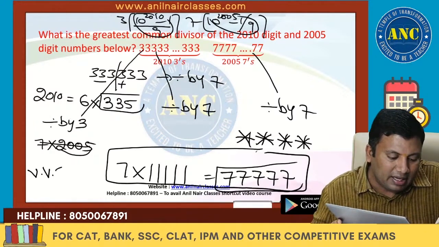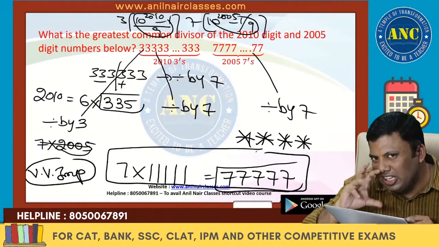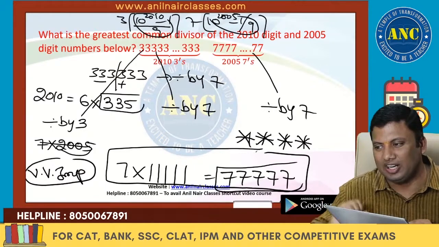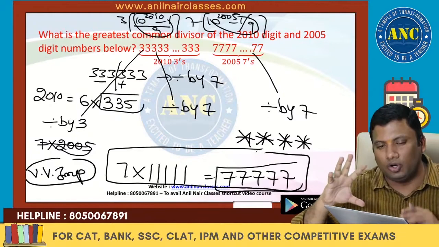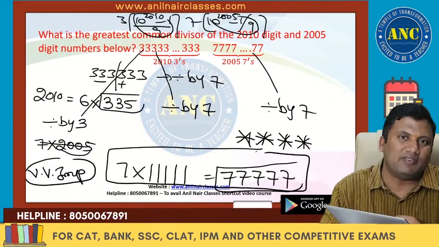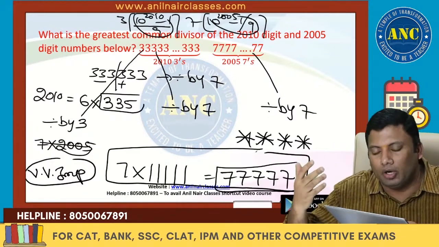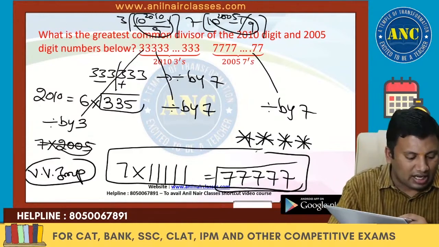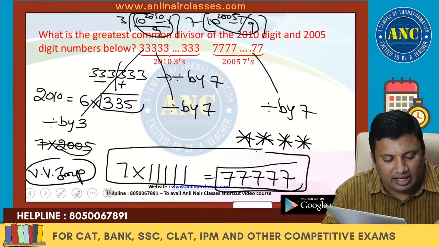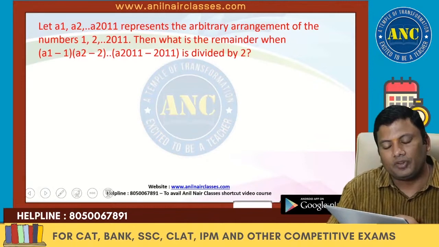Very, very important problem. Silly mistakes, please avoid them. This is the beauty of the CAT examination. They will not write a straightforward question. They will twist it to such a level that you may make a few more silly mistakes. I hope the idea is clear. That was this question. Next one, another question.